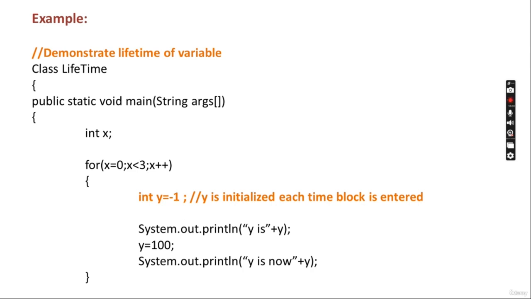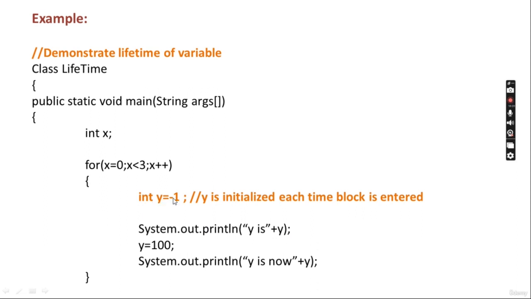Now lifetime of a variable we will see. Here class lifetime is created, one variable x is created. Now this is the for loop. In for also we use opening and closing curly brace. So inside the opening curly brace I have declared one variable and I am defining it, y is equal to -1. So here it is printing y is y.